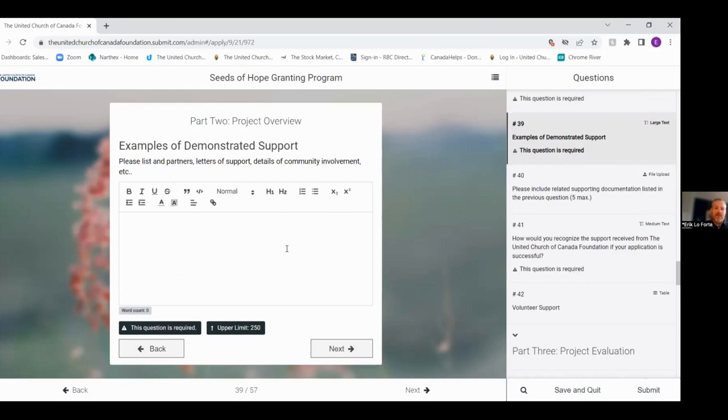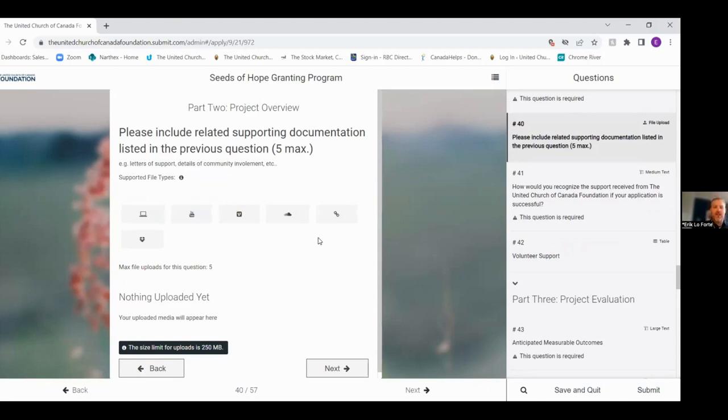Examples of demonstrated support. So this is listing your partners, letters of support that you might include, the details of the community involvement. This is just an idea of saying, outside of the applying organization, who else wants this? Who else is asking for this? Who else is on the team of doing this project?